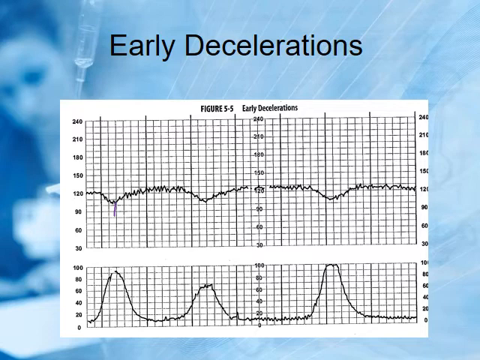The nadir of the deceleration is important because if the nadir of the deceleration is directly over the peak of the contraction, that is an early deceleration. Those are expected and healthy, normal. You see that? They resolve when the contraction's going away. When the contraction goes away, the heart rate returns to baseline. That's fine. That's healthy. So always look for where the nadir is in relation to the peak of the contraction.